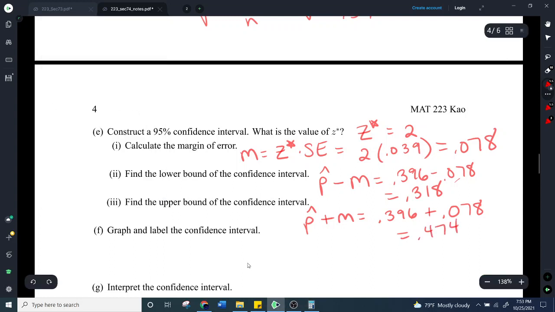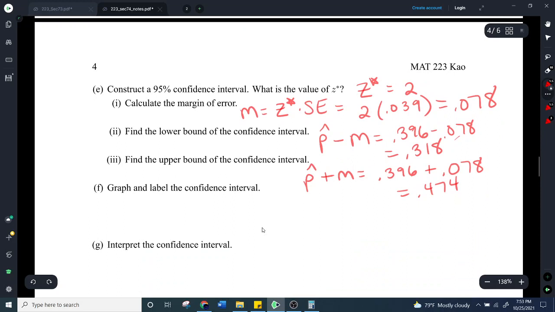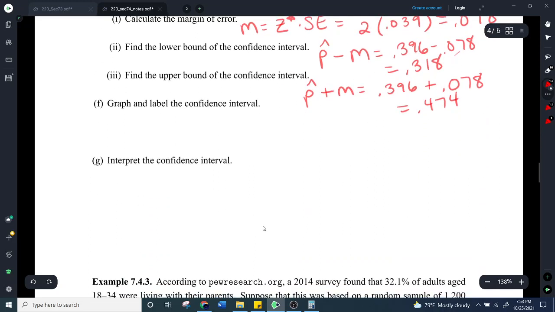Graph and label the confidence interval. What they're asking me to graph is nothing super formal. They just want you to do a quick little number line. In the middle, we've got p hat. So p hat goes right in the middle. My p hat was 0.396. My lower bound, p hat minus m, was 0.318. And then my upper bound, p hat plus m, was 0.474.